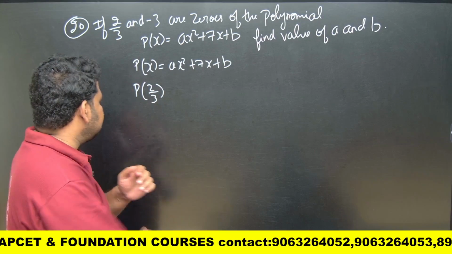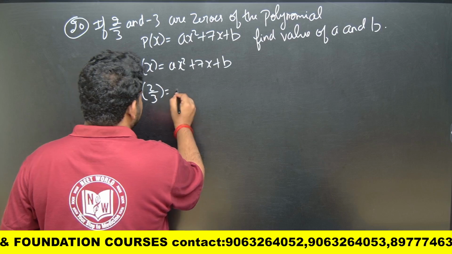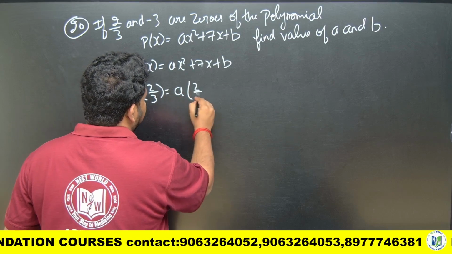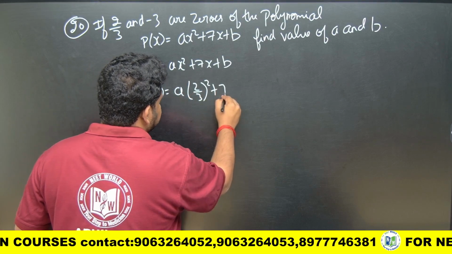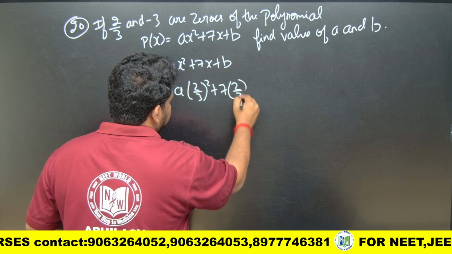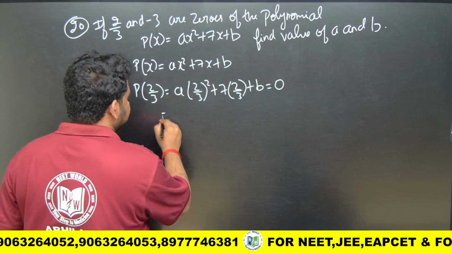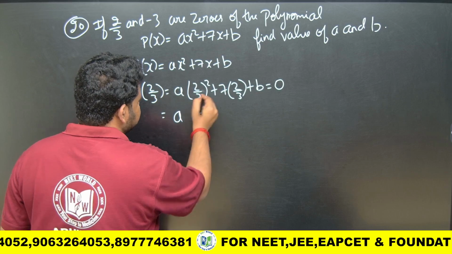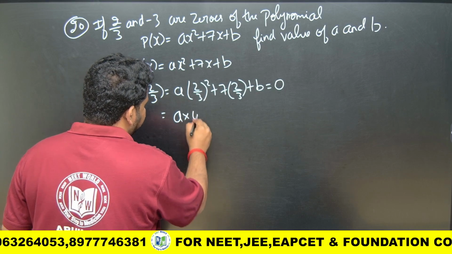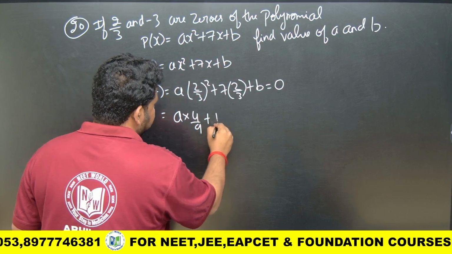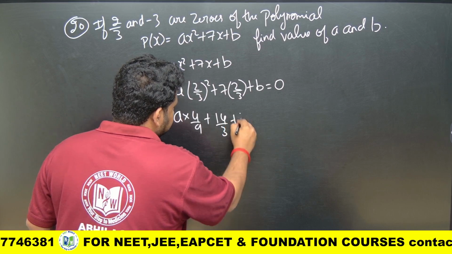Now, see here, if I put p of 2 by 3, a into x square is a into 2 by 3 whole square, plus 7 into x, 7 into 2 by 3, plus b. This should become equal to 0. So, this will become a into 4 by 9 plus 7 into 2 is 14 by 3 plus b is equal to 0.